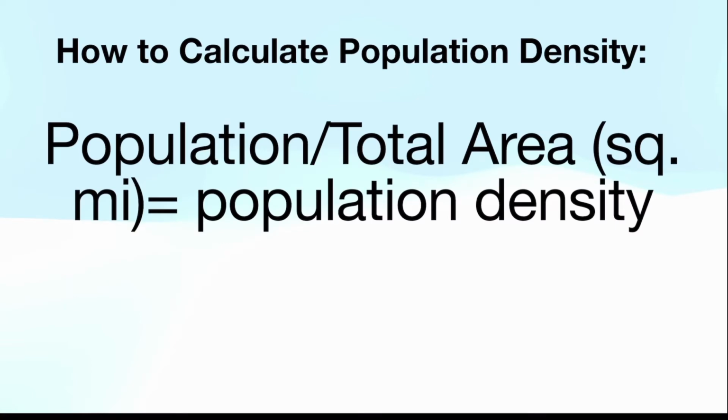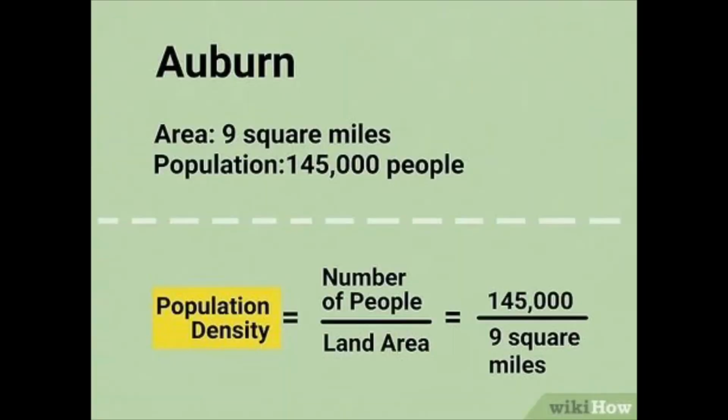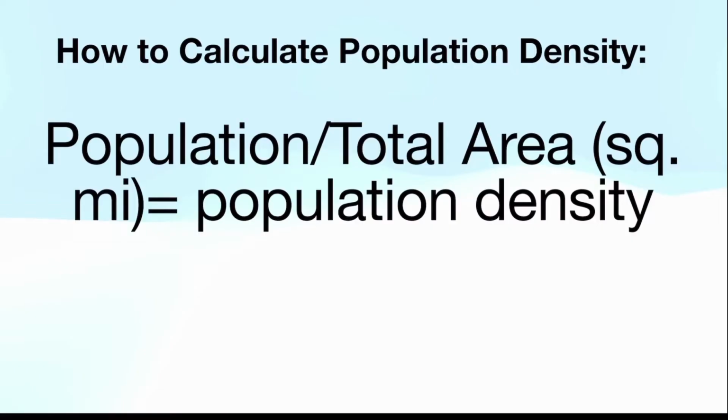In order to calculate population density, you divide the place's total population by its area in square miles or square kilometers. For example, if your city has a population of 100,000 people, and the area of that city is 100 square miles, you would divide 100,000 by 100, and your population density would be 1,000 people per square mile, which would be a very dense or tightly packed group of people.